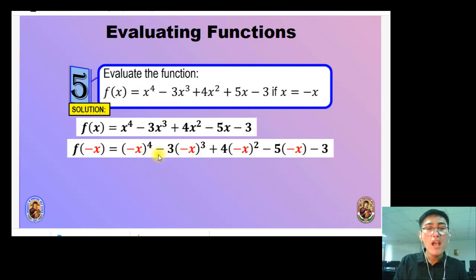Okay, next, we have here negative 3 multiplied by negative x cubed. Okay, you might get confused here. Maybe, ang gagawin nyo, negative 3 times negative x first. That is wrong. You should do negative x raised to the 3rd power first before multiplying it to negative 3. Do not forget that, ha? Okay, let's split this. What is negative x cubed? Ang ibig sabihin niyan, i-multiply mo ang negative x 3 times by itself.